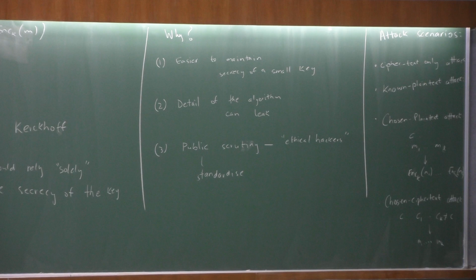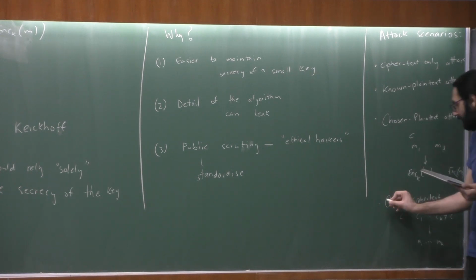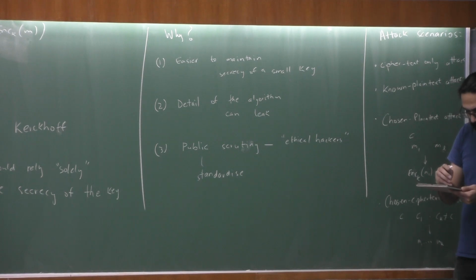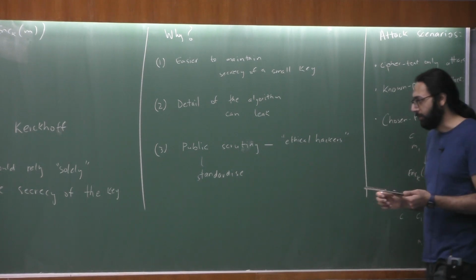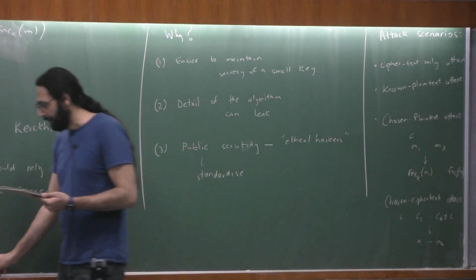And the claim is that as long as these are distinct from C, they should not be able to recover the message. So these are the four attack models that we're going to consider in what follows.